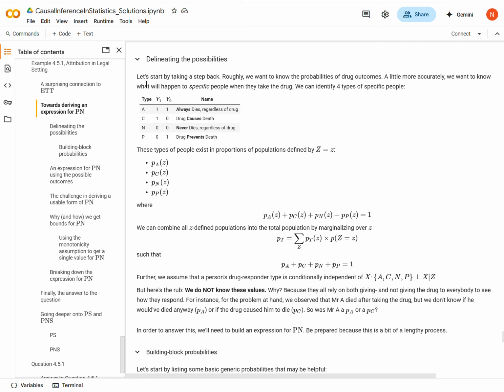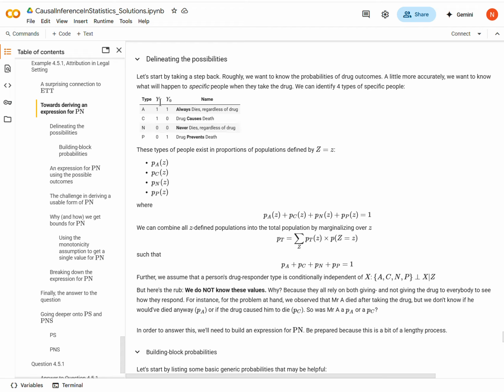Okay, so what is this new language? What we're going to do is look at all of the possible combinations of taking the drug or not taking the drug and the outcome, dying or not dying. All right. So if we're talking about taking the drug or not taking the drug and dying or not dying, then there's 4 possibilities. Okay. So these are called A, C, N, and P.